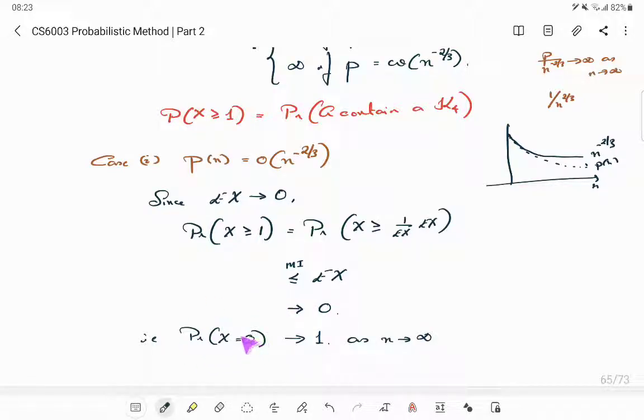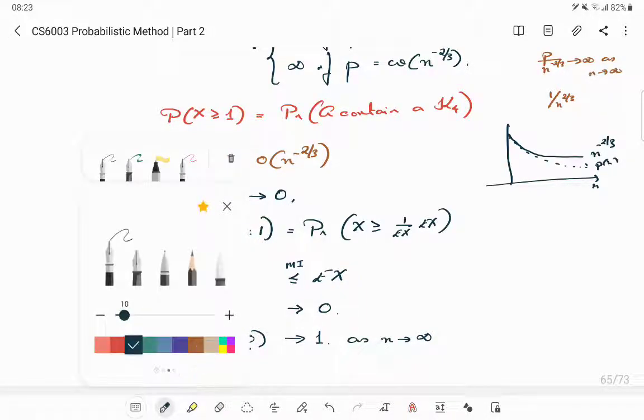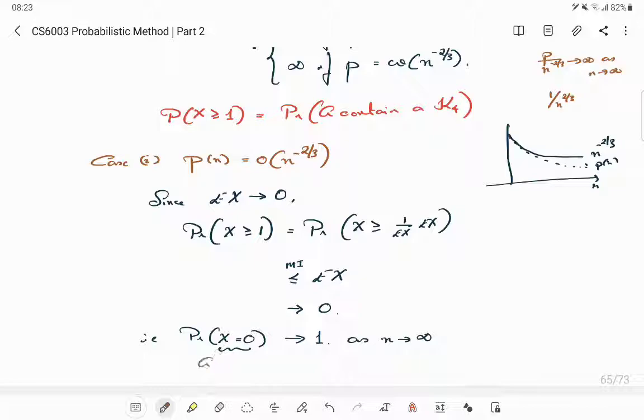Equivalently, the complement event, which is the probability that x equals 0, is the same as which event? This is the same as the event that G does not contain a K4, in which case we call G K4 free, or we can even say that the clique number of G is strictly less than 4. Omega of G is the size of the largest clique, that is less than 4. This is all the same event. The probability of that event tends to 1.